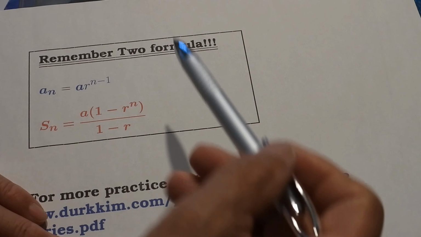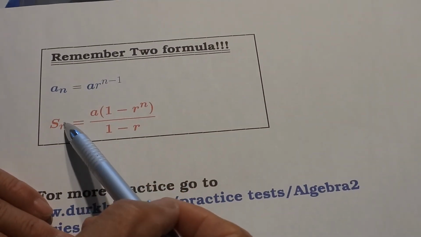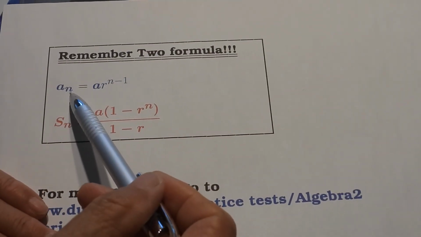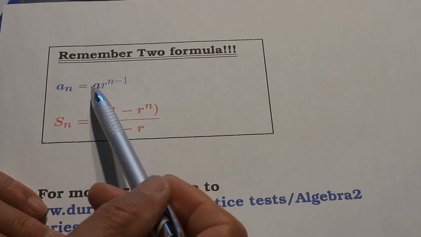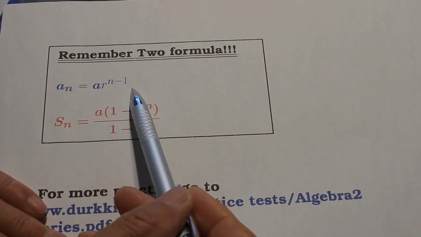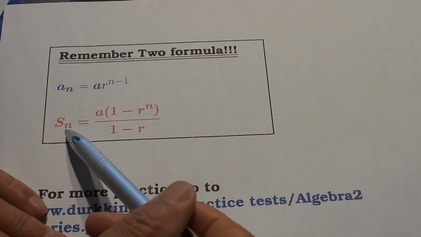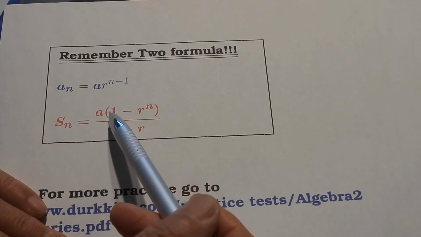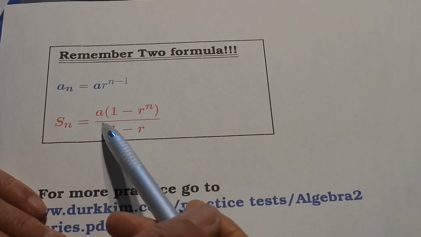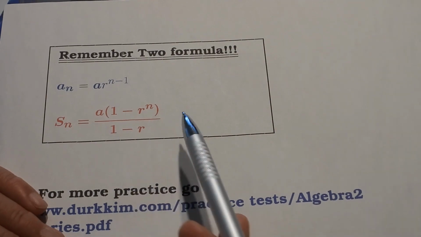Again, you need to memorize these 2 formulas. The nth term of a geometric series is a times r to the n minus 1 power, and the sum of n terms is a times (1 minus r to the n power) divided by 1 minus r.